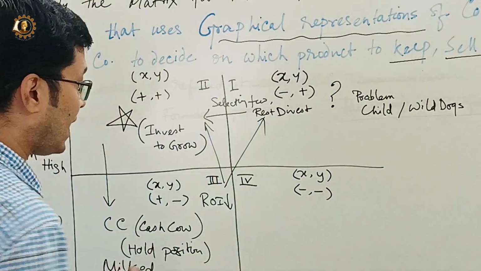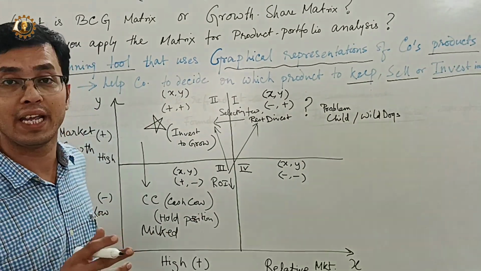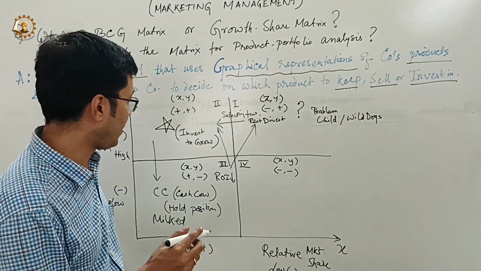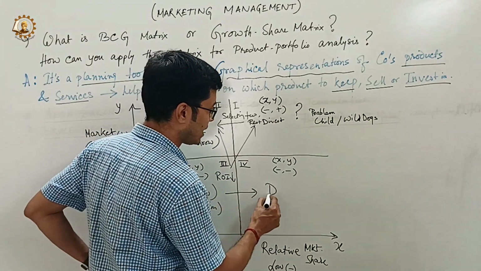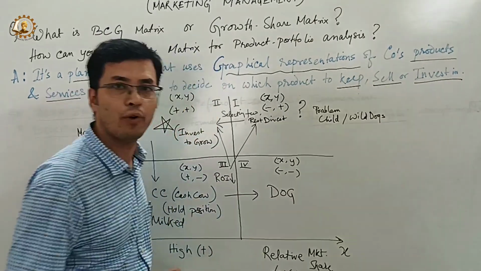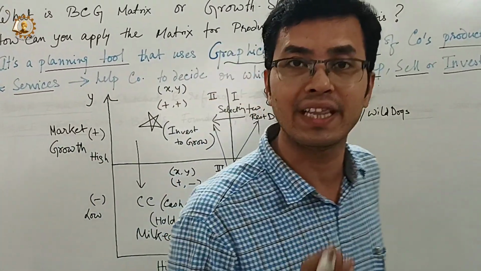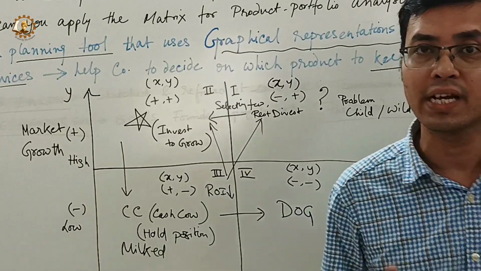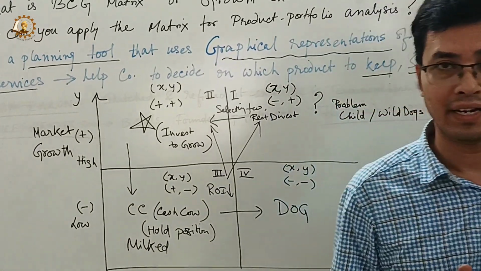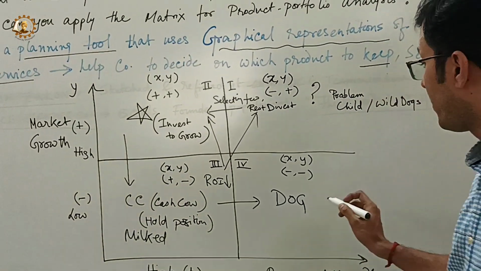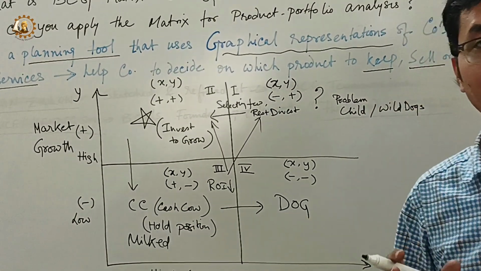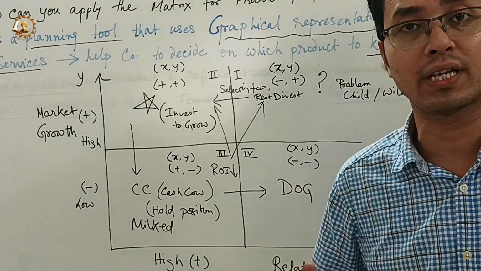Now eventually, if the company again falls in market share, it will move from quadrant 3 to quadrant 4. This position is called the dog position. Why is it dog? Because you have both negatives: relative market share is less and market growth is also less. So from here you do not have any more growth possible.